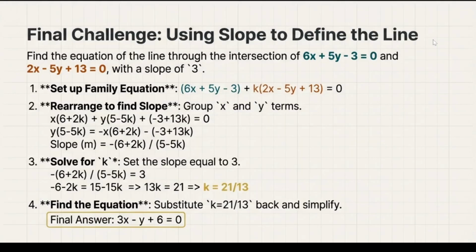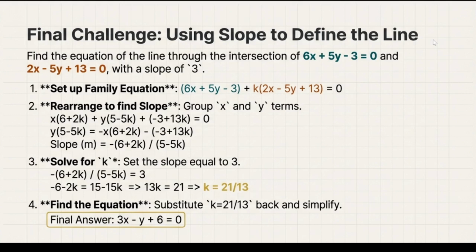Now we will use slope to define the line. Here in another problem statement, we need to find the equation of a line through the intersection of 6x plus y minus 3 equals 0 and 2x minus y plus 13 equals 0. However, instead of having coordinates, we have a slope of 3.